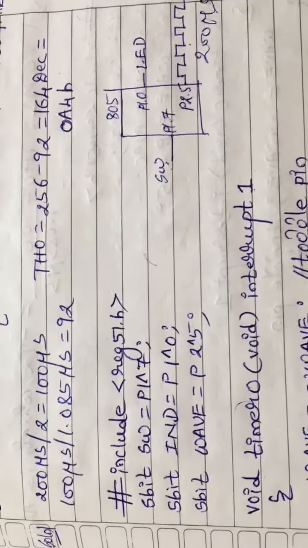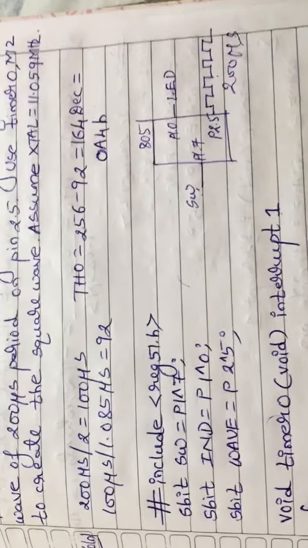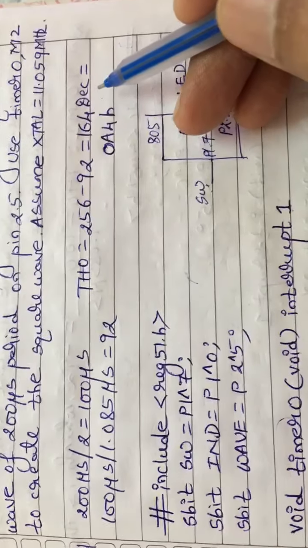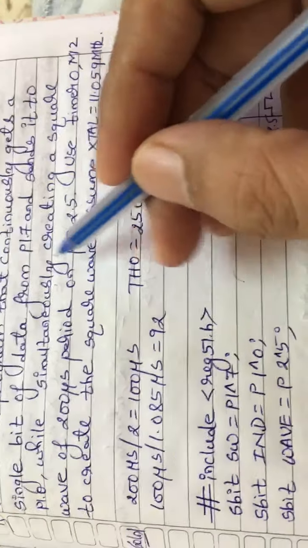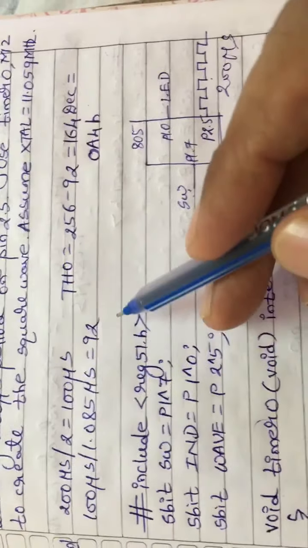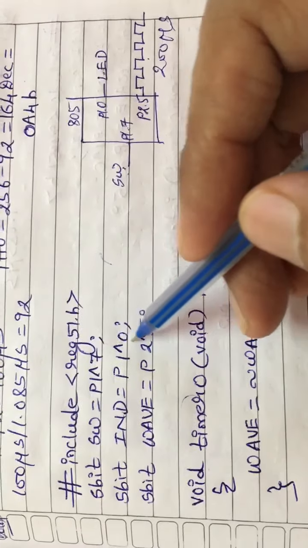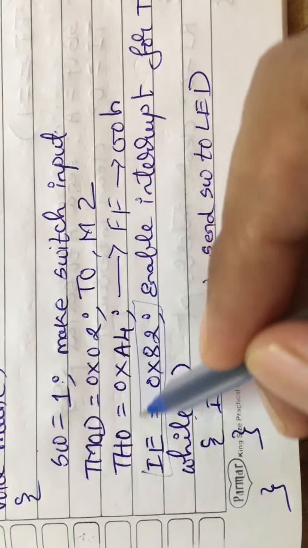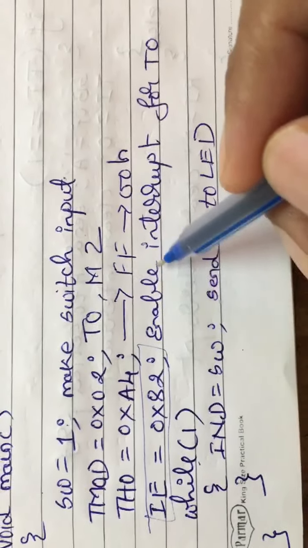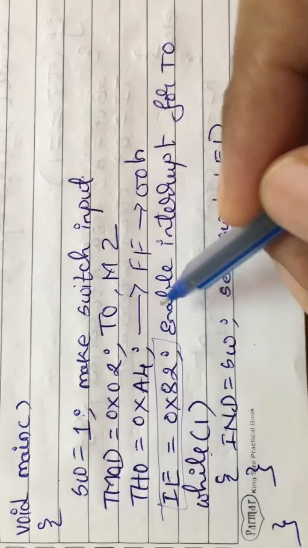So this is very simple to write under interrupt programming. First we calculate all the things that we need according to the statement, then we initialize some statements, then we write the main program. The most important thing is to write this particular statement, IE = 0x82, with respect to this program.